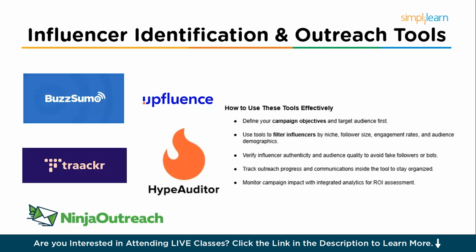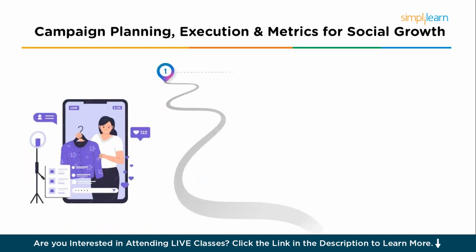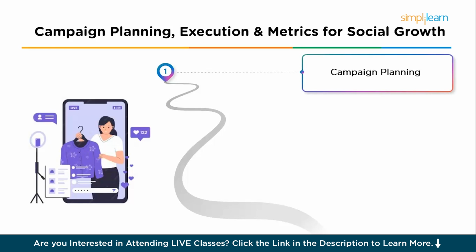So after understanding influencer identification and tools, now let's see how to do campaign planning. Or you can say campaign planning. What is campaign planning, execution, and metrics for social growth? So the first step is campaign planning. It sets clear objectives. It identifies target audience. It chooses influencers. In this step, you will find the budget and resource. You will allocate the budget for influencer compensation. You will create a brief. You will provide influencers with campaign goals, key messages, content guidelines.